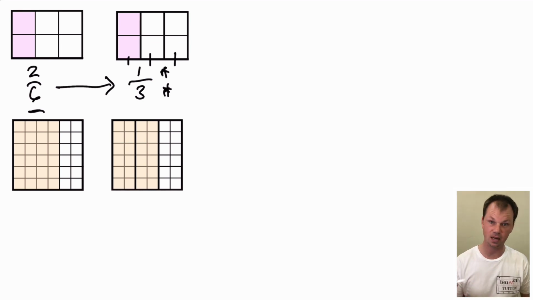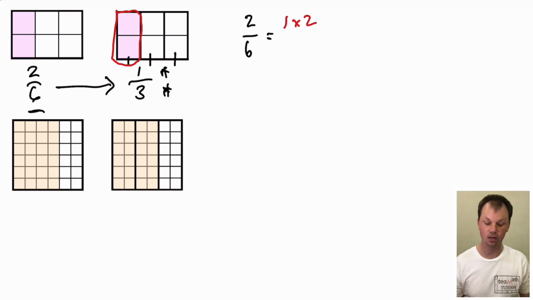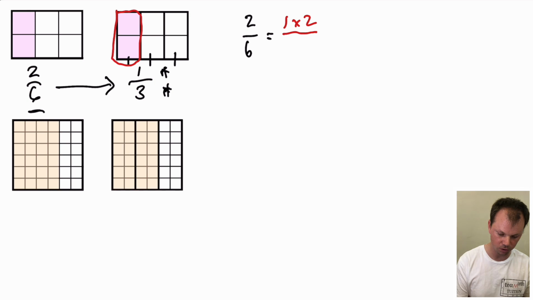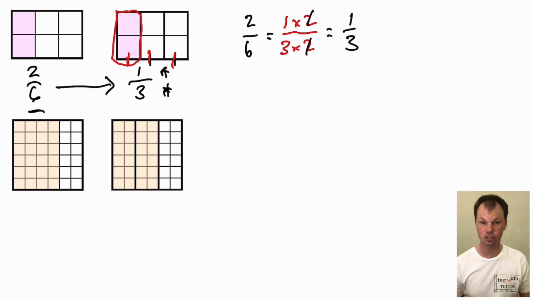So I'll give you an example numerically of how we do that. If we have 2 on 6, which is on the left, we can write that as one lot of 2 squares highlighted, and then on the bottom we've got one lot of 2 squares, 2 lots of 2, 3 lots of 2 squares on the bottom. We can then cancel the 2's to end up with 1/3, which is our simplified version.